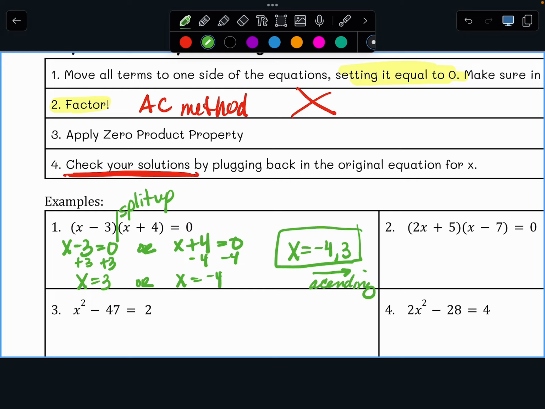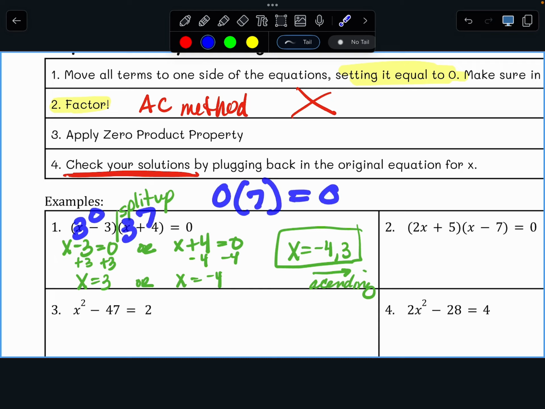So if I plug it back in, if I plug in negative 4, negative 4 plus 4 is 0. So no matter what this is, if this is negative 4, then that's negative 7. So negative 7 times 0 is 0. And if I put in 3, 3 minus 3 is 0, and 3 here is 7, so I have 0 times positive 7. That's still 0. So you want to check your work and make sure that you understand how it does that.